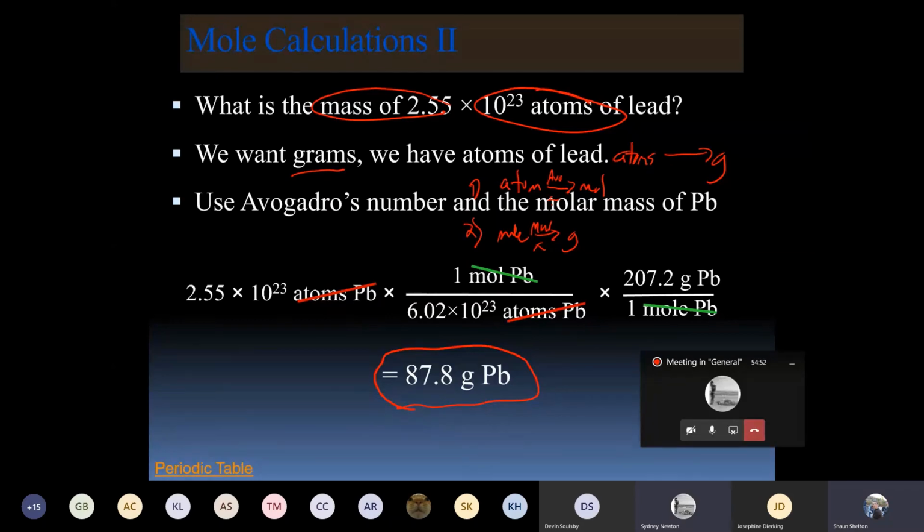So for significant figures, like I got 87.77, but I was looking at the 2.55 for the sig figs. Is that what you use? Yes. And that's 3 sig figs. So when you look at the scientific notation, the sig figs comes from those 3 numbers, nothing else.